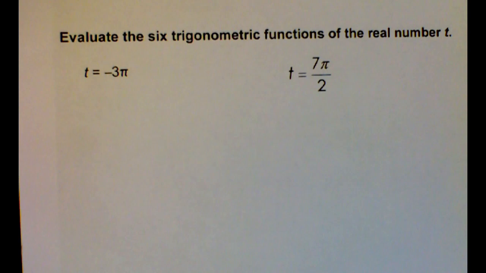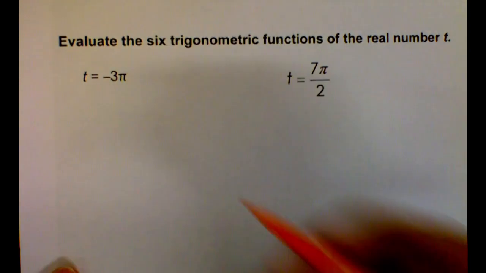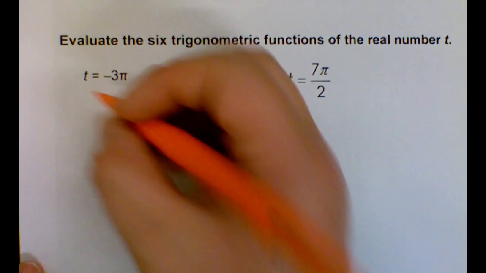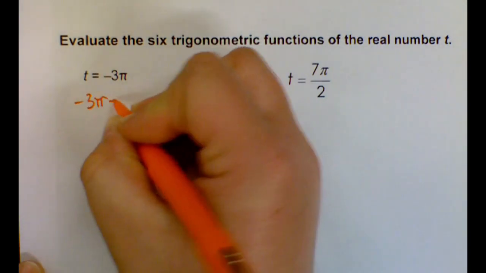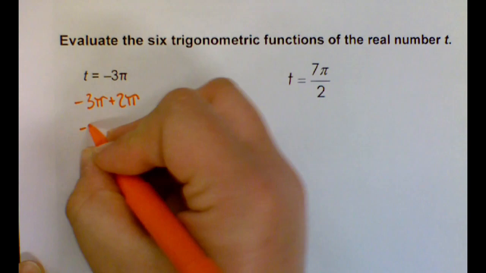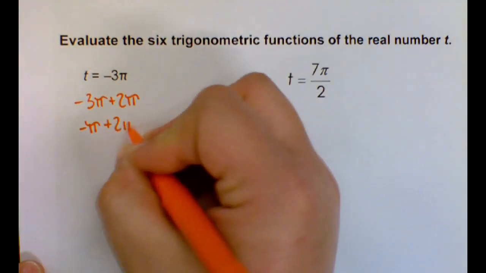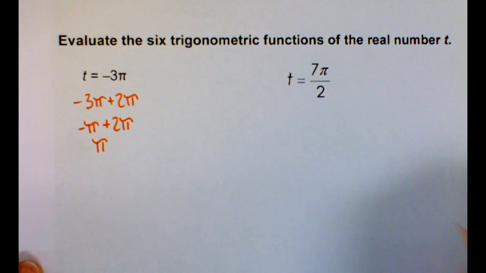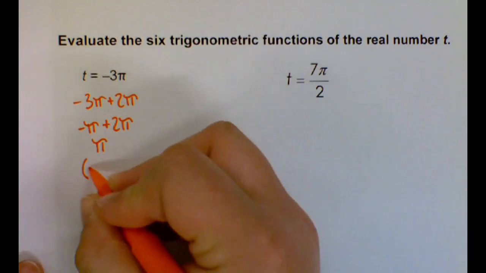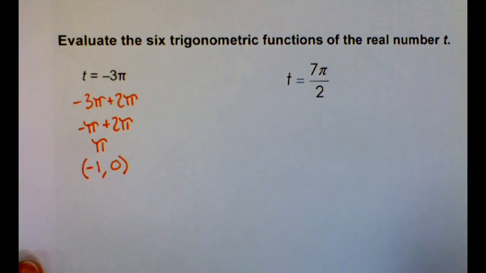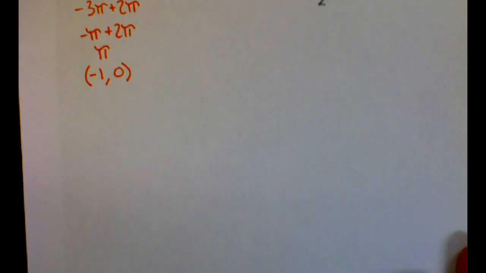All right, negative 3 pi. I want all 6 trig functions for this. So negative 3 pi is not on the unit circle, so we add 2 pi. And we get negative pi, which is still not on the unit circle, so we add 2 pi again. And we get positive pi. The coordinates there are negative 1, 0. So now we find the 6 trig functions.